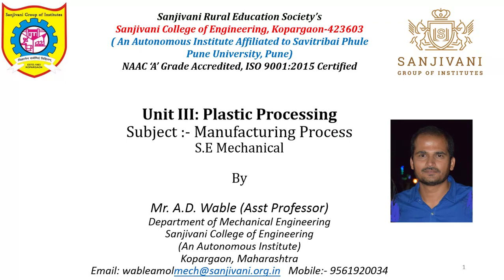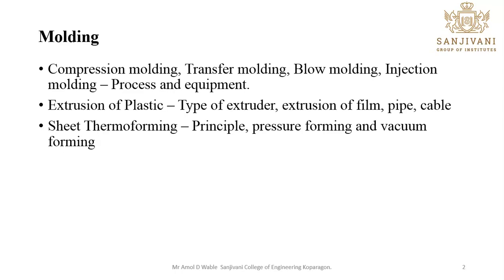So this will be in your Manufacturing Process 1 for AC Mechanical. If you've seen the syllabus or content, you will find that we have compression molding, transfer molding, blow molding, injection molding, and processes and their equipment, and extrusion of plastic. In that, types of extruder, extrusion of film, pipe, cable. Then another is sheet thermoforming. Related to that, we have to see the principle, pressure forming and vacuum forming.